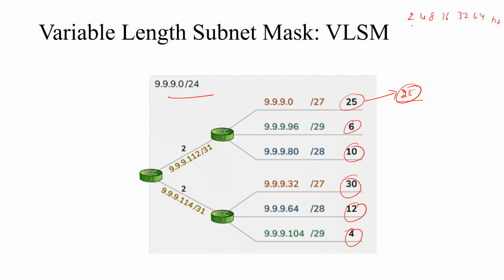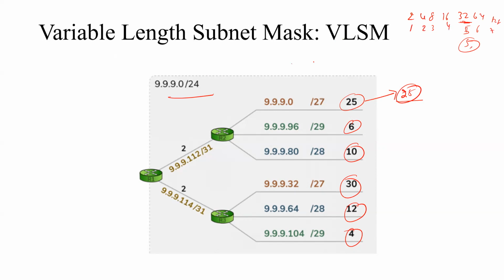Let me mention it like this: 2 power 1, 2 power 2, 2 power 3, 2 power 4, 2 power 5, 2 power 6, 2 power 7, and it goes on. So near to 25, what is the number we have? 32, right? How many bits is it? 5 bits, right? So they take these 5 bits as the host portion.